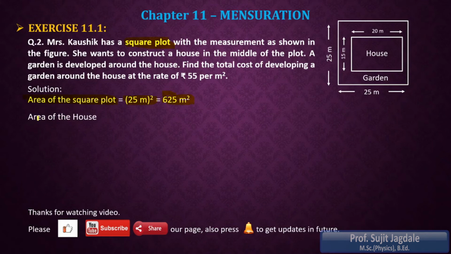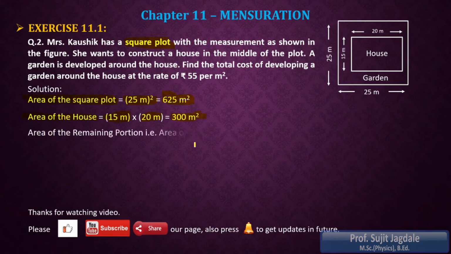Now we are going to find the area of the house. The house is rectangular in shape, so we are going to use the formula length into breadth. Here suppose length is 15 meter and breadth is 20 meter, or breadth is 15 meter and length is 20 meter. It doesn't matter, because of the commutative property. So 15 times 20 gives us the area as 300 meter square.